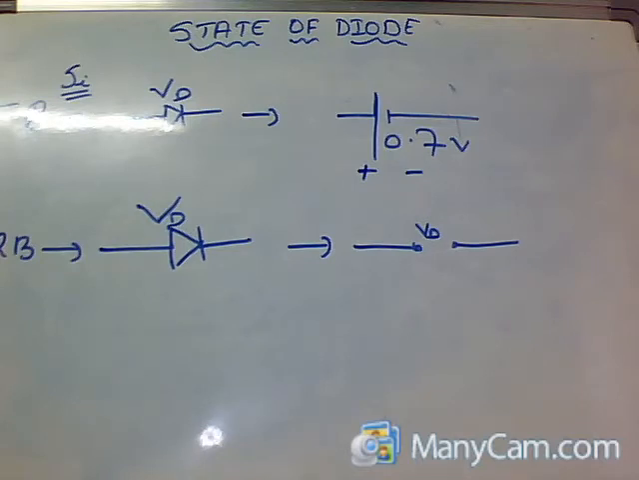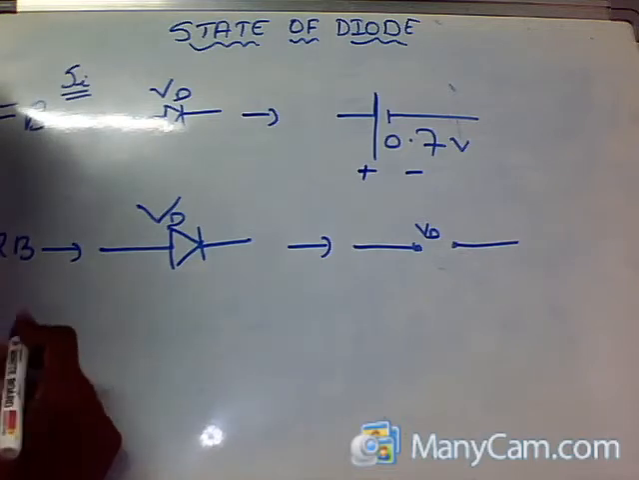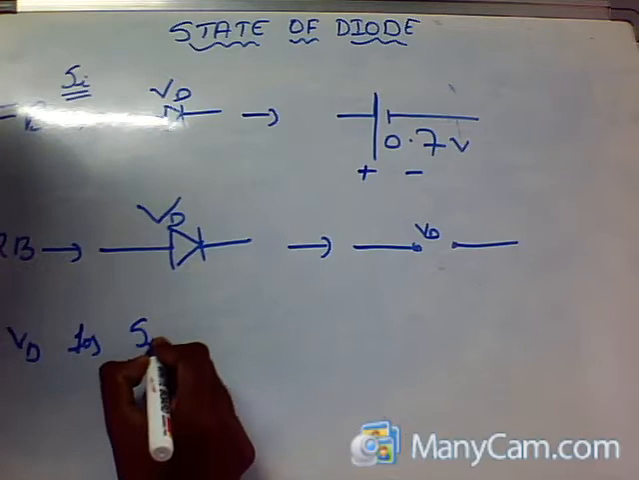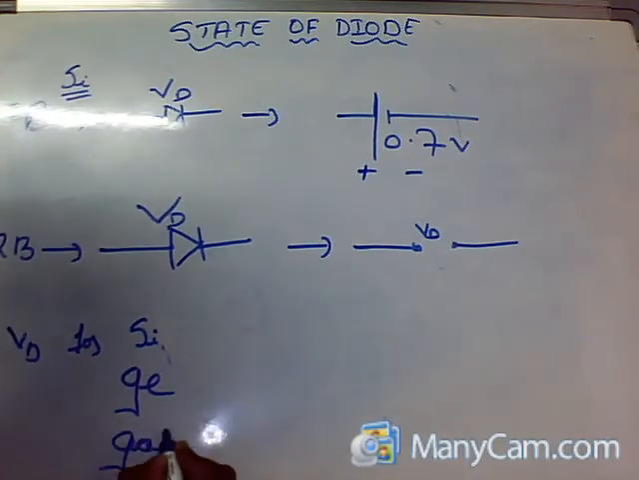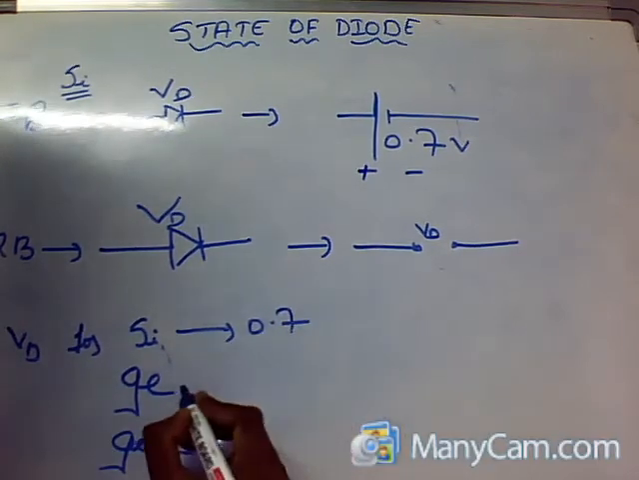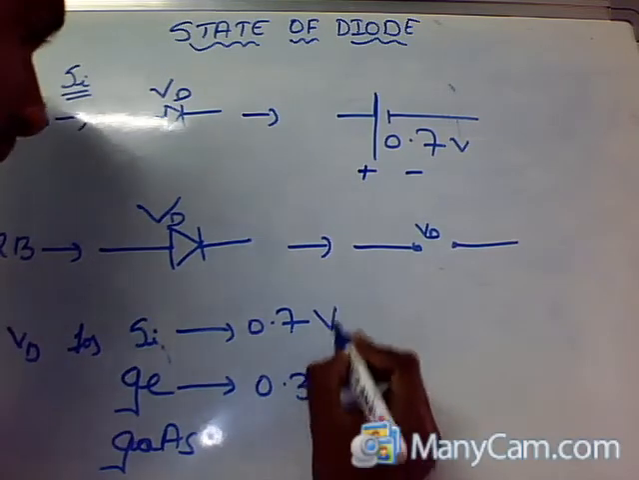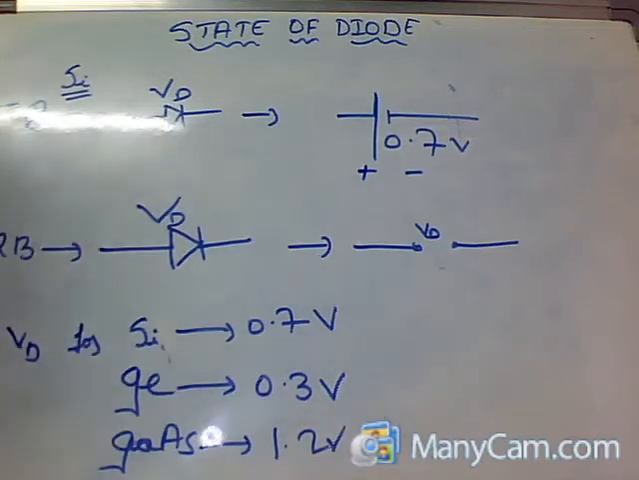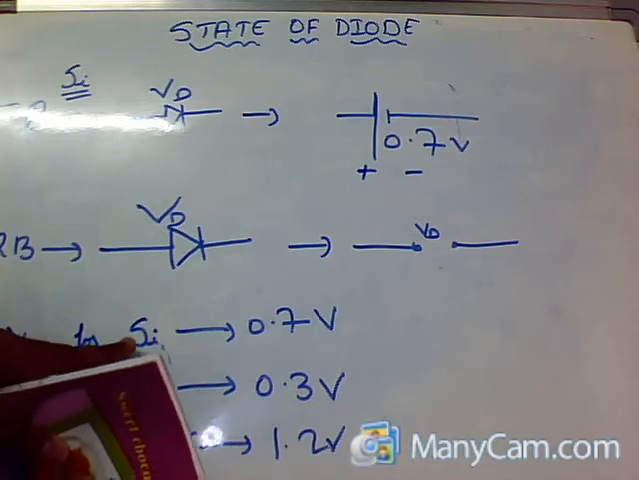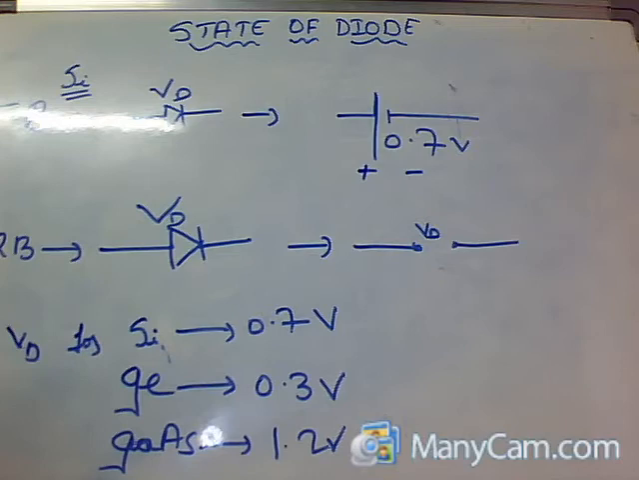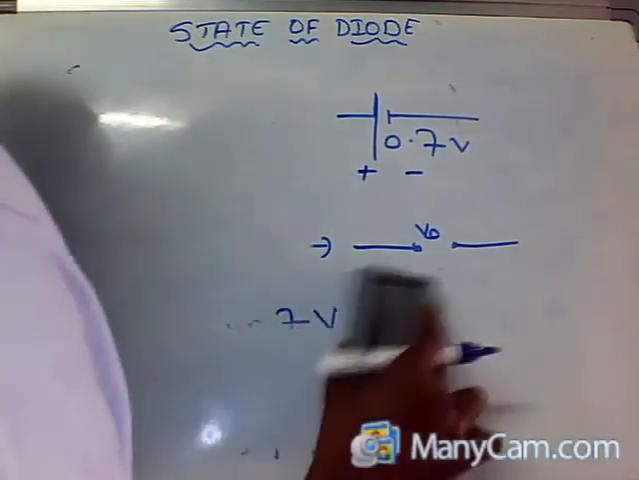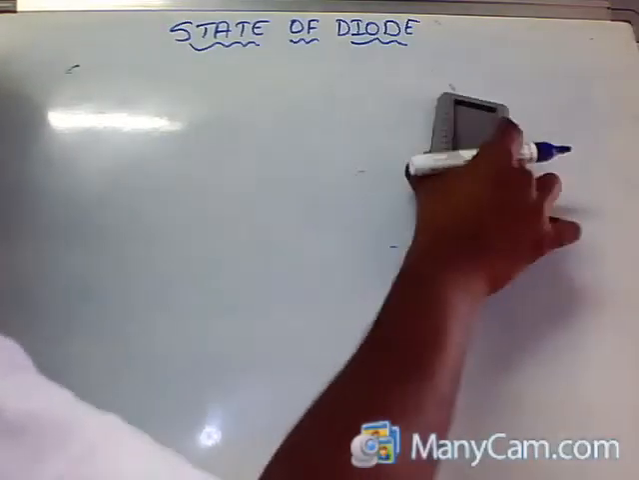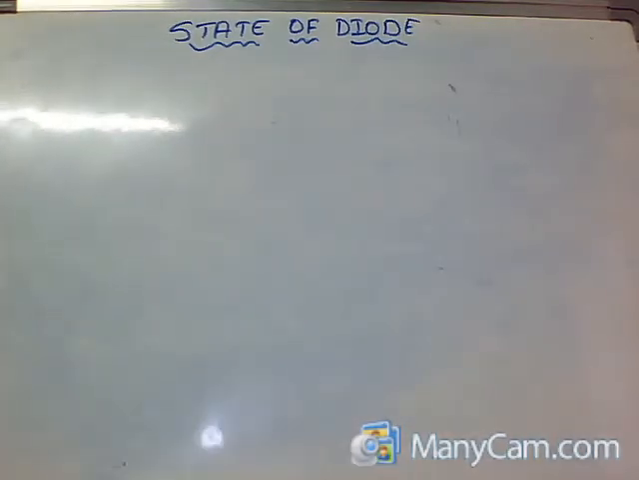At the same time, VD for a germanium diode is 0.3 volts and VD for gallium arsenide is 1.2 volts. So VD for silicon, germanium and gallium arsenide are 0.7 volts, 0.3 volts and 1.2 volts. Based on the given diode in a question, replace the diodes with these sources. So now, the basic concepts of diode have been cleared. So now, let us start how we solve a problem when a network is given to us.